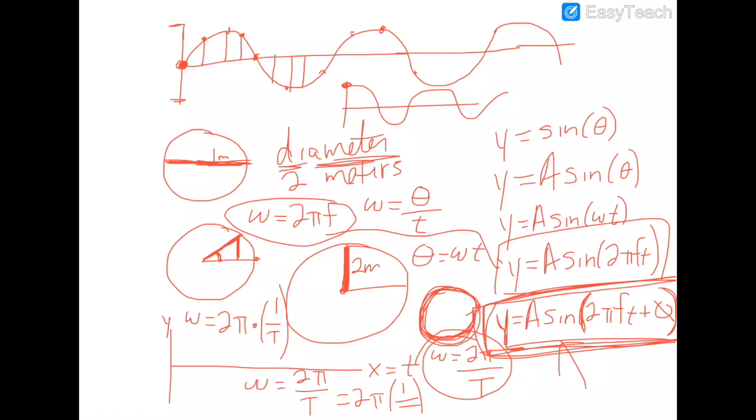What is the y position? We need to know the amplitude of the wave, and we also need to know the frequency of the wave and the starting angle of the wave, and we can figure out what the y position might be. Okay. All right. Good.